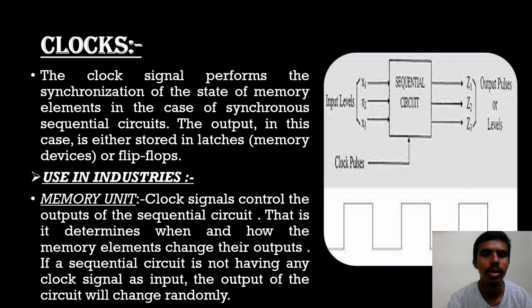Clocks. The clock signal performs the synchronization of the state of memory elements in the case of synchronized sequential circuits. The output in this case is either stored in latches or flip-flops in the memory device. Uses in industries: memory unit. Clock signal controls the output of the sequential circuit. This is, it determines when and how the memory element changes its output. If a sequential circuit does not have any clock signal as input, the output of the circuit will change randomly.